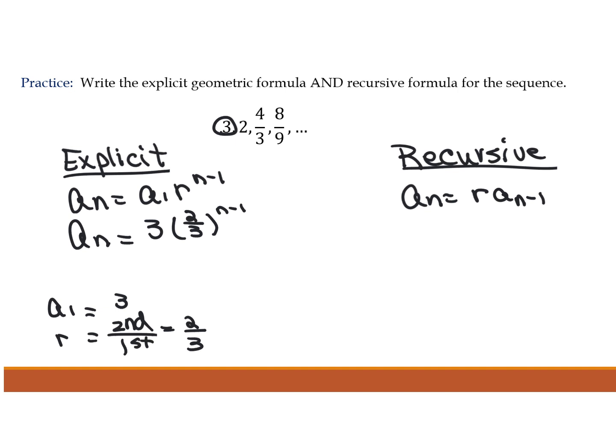To write the recursive formula, the only thing I have to know is the value of r, and the value of r we have already found, which is 2/3, and my formula is going to be a sub n is equal to r, which is 2/3, times a sub n minus 1.